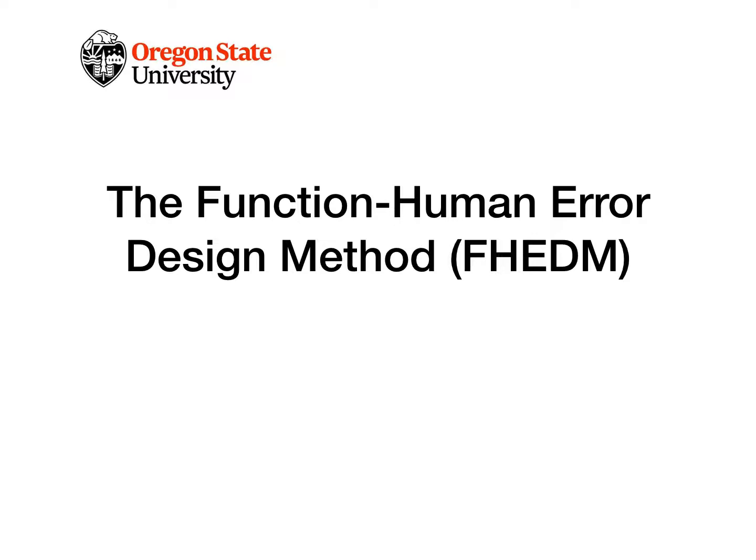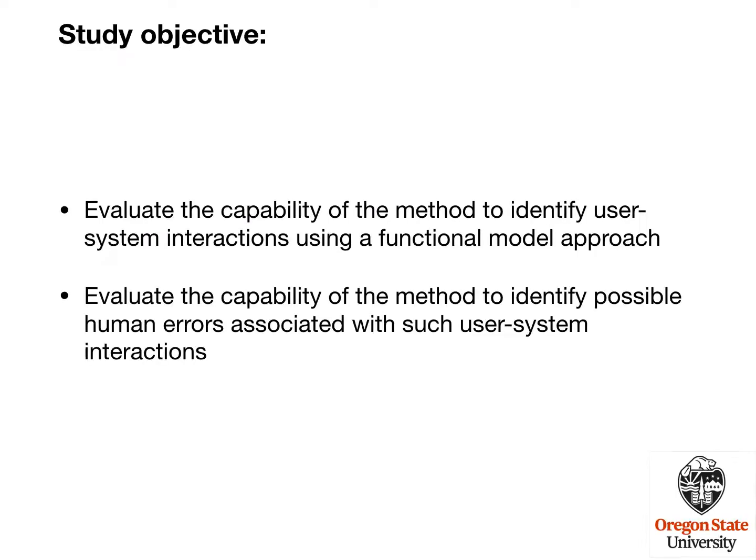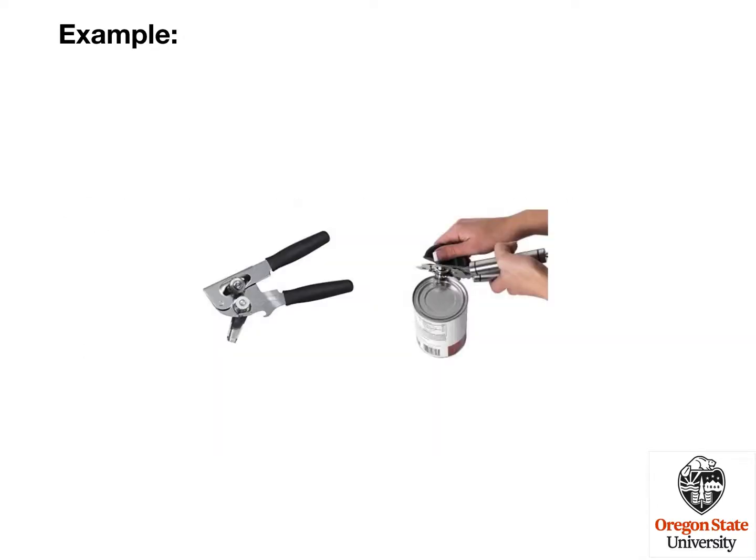The purpose of this video is to give you an example of what type of questions you will need to answer during this survey. So let's begin. The objective of this study is to evaluate the capability of the tool to identify user-system interactions while using a functional model approach. Also, we want to evaluate the capability of the method to identify possible human errors associated with such user-system interactions. In this video, I will present to you the type of questions that you will find in the survey, and I'm going to use a can opener as an example of how to answer these questions.